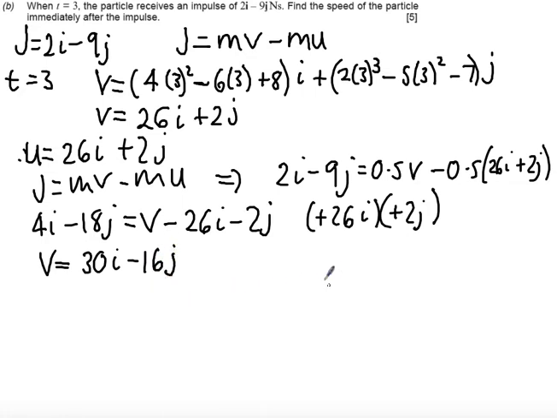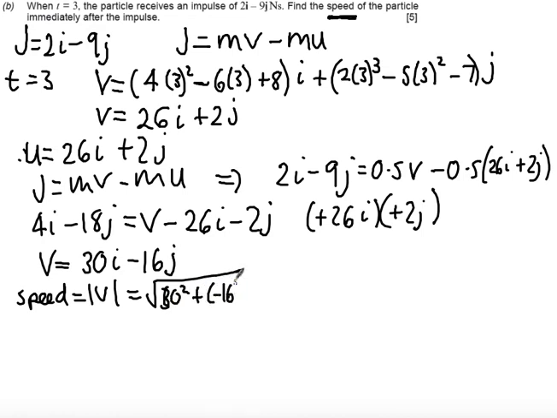Now, at this point we need to be really careful, because the question asks for the speed of the particle. At the moment I've got the velocity. The speed is equal to the magnitude of the velocity. So I'm looking at the square root of 30 squared plus minus 16 squared, and when we work through this you get an answer of 34 meters a second.